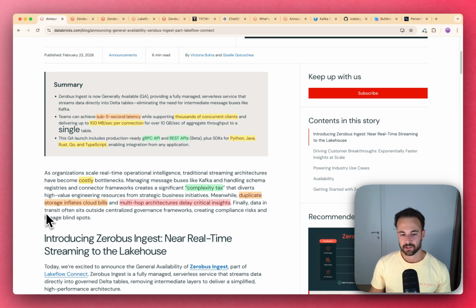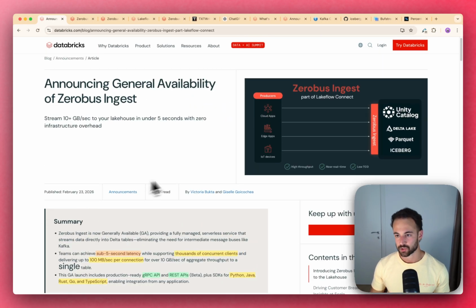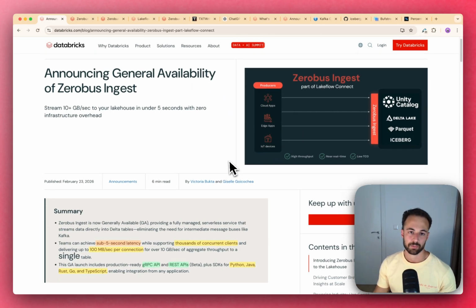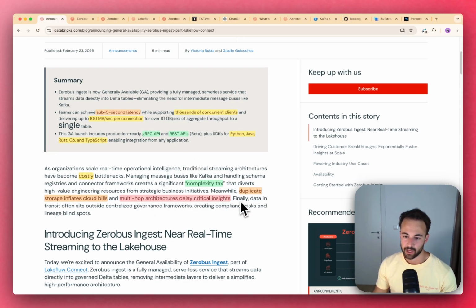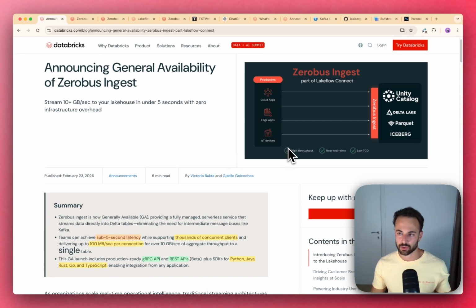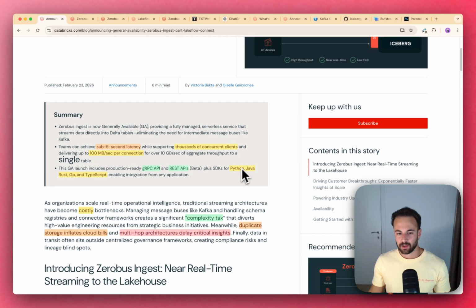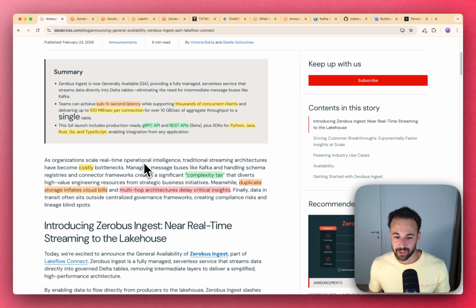Finally, data in transit often sits outside centralized governance frameworks, creating compliance risks and lineage blind spots. How I understand this sentence is, if you have a single pane to manage governance, RBAC, and all these authorization and authentication schemes, which is in Databricks, as you're probably a Databricks user, that's better than having, let's say, Confluent for your authentication and authorization and then the same duplicate in Databricks. Whenever you have multiple places to manage governance, it gets trickier to keep them in sync, and that's kind of a risk. Well, we spent a lot of time just talking on the paragraph, but I promise the rest is going to go faster.